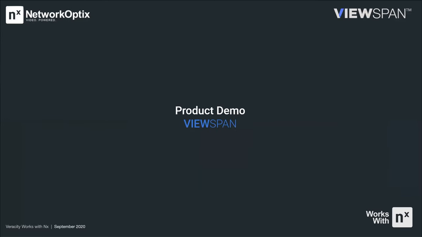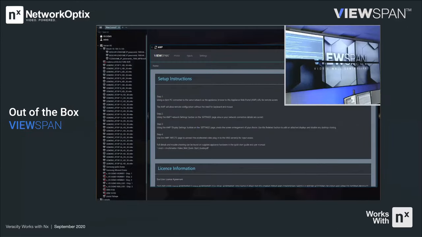So the product demo, I think we do start with the appliance web portal, or no, we start with out of the box experience. So let me just explain what's happening in this slide. We can see here a screen grab of the NX client window. This is actually a screen grab of the three monitors. We can see a video wall in the top right corner there, and then there's a control station below it.